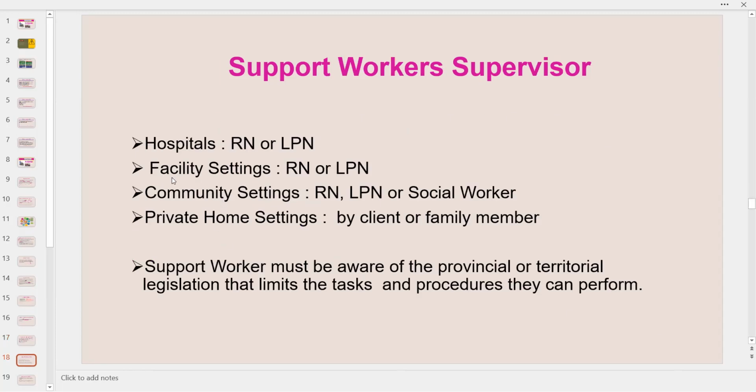So in the hospital and facility setting, the RN and the LPNs are the supervisors of those support workers. In the community, the RNs, the LPN, or the social worker are the supervisors of the support worker, depending on the setting, depending on the type of service or the type of assistance you provide in the community. When the support worker works in a private home setting, the client or the family member will supervise the support worker. So it is very important that a support worker be aware of the provincial or territorial legislation that limits the tasks and procedures that they can perform.